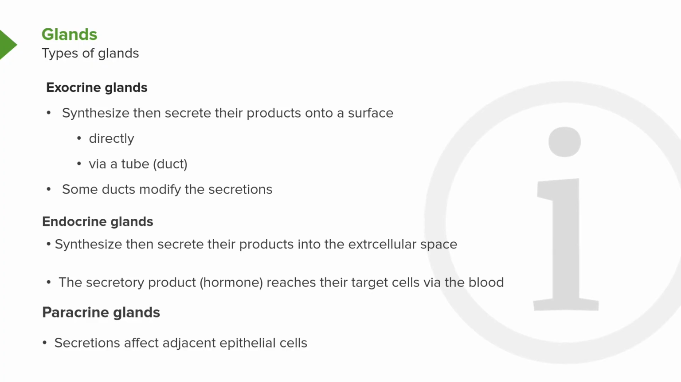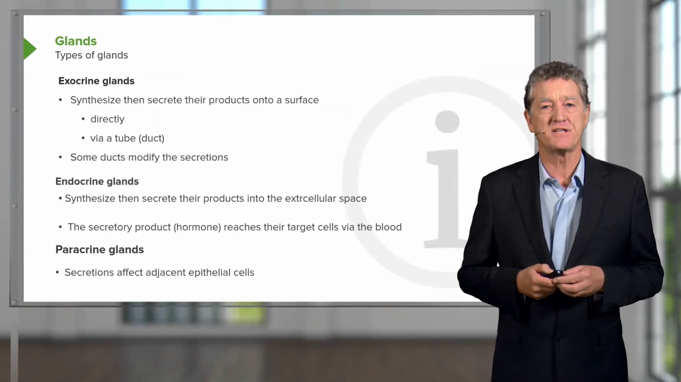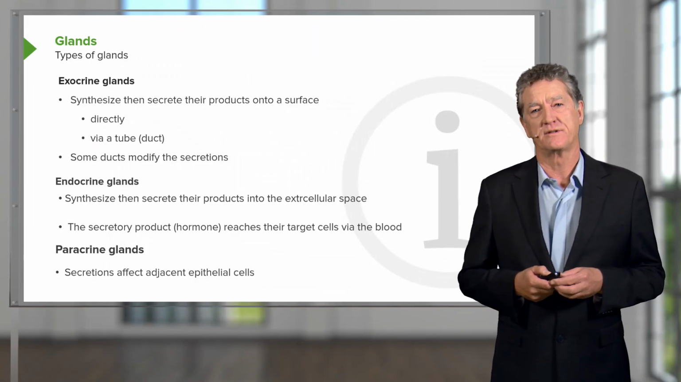Now, there are a number of different types of glands. As I explained, I'm mainly going to concentrate in today's lecture on the exocrine glands. They're glands that synthesize, then secrete their products onto the surface. They do so either directly, such as we see in goblet cells lining some epithelia, or they secrete their product via a tube called a duct or a conduit. And as I mentioned earlier, some of these ducts modify the secretion of the glands.